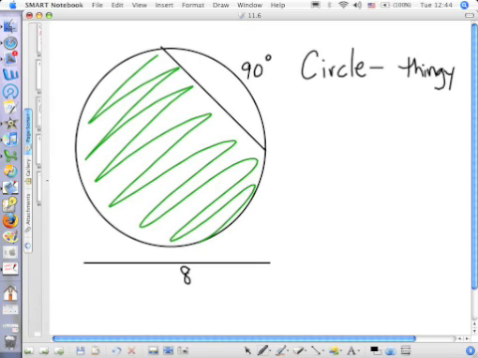Let's look at this thingy. You see this line right here that says 8? It's from the farthest outside edge of the circle to the farthest outside edge of the circle. That's the diameter, which means that the radius is 4. And if this is a 90-degree arc, then this is a 90-degree angle, so this is another 4. And we just found that on the last picture.